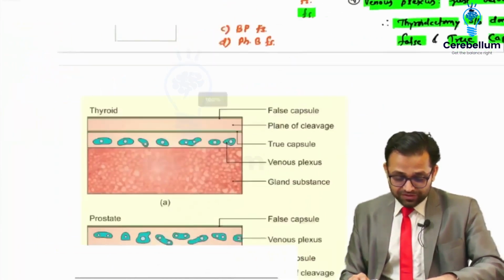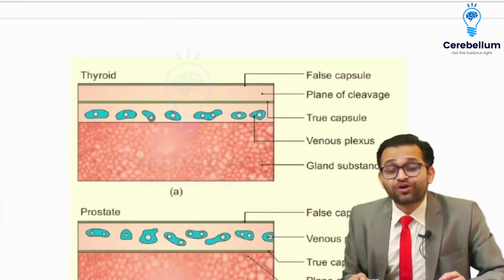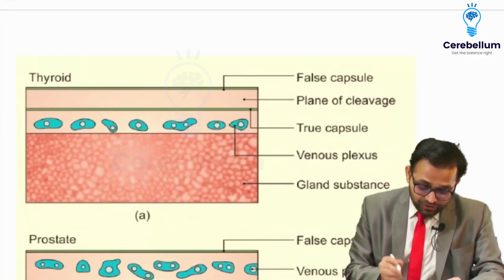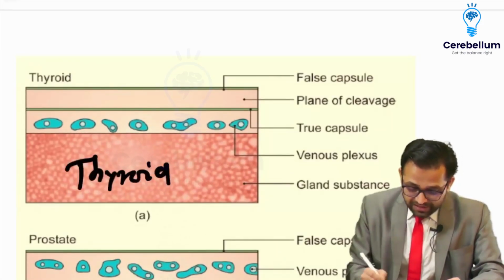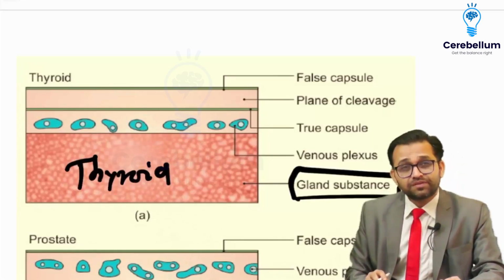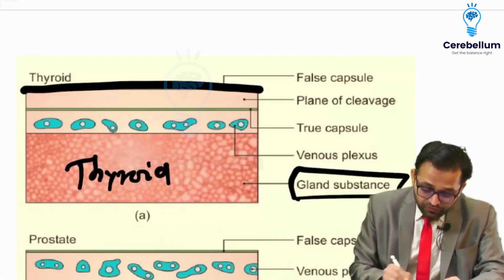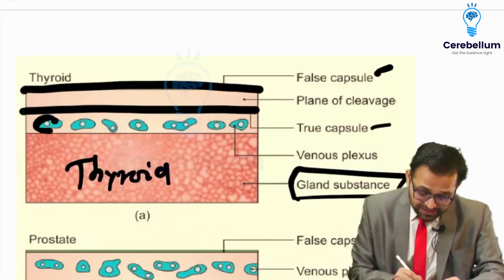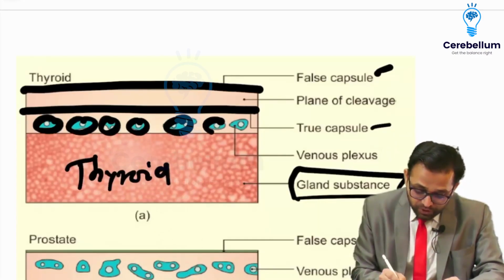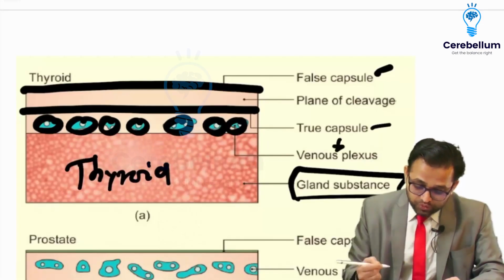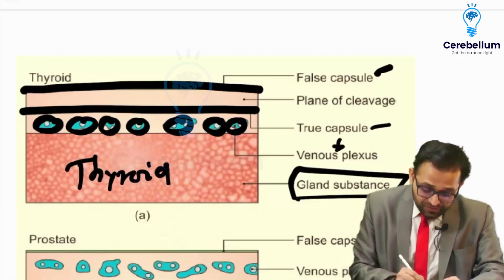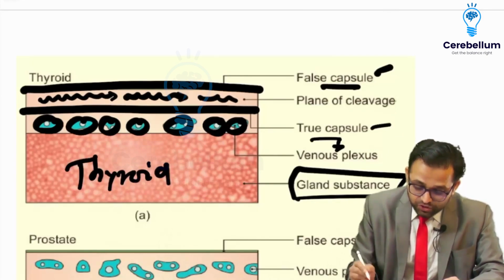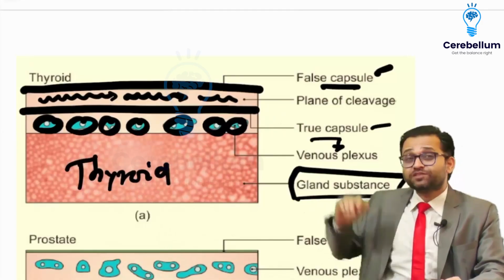Now look at this concept. We are correlating the thyroid surgery and the prostate surgery. In the abdomen session, I will tell you, sir, suppose this is our thyroid gland substance. Now the thyroid gland has the false capsule and the true capsule. And the thyroid venous plexus is located just below our true capsule. That's why we do the thyroidectomy operation in which plane? Sir, in between the false and the true capsule. Why? Sir, because there is no venous plexus.